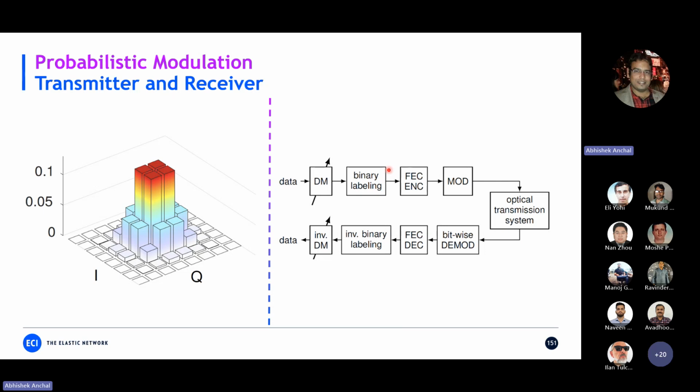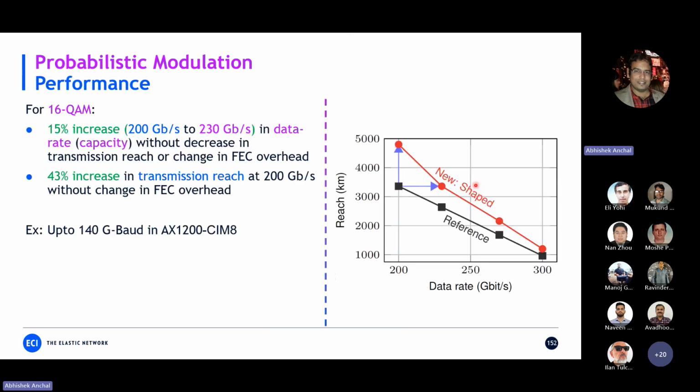what logic function they actually use. So if you see the improvement, if you have a fixed transmission distance, you can increase the data rate without even changing the FEC. You can see a 15% increase in the data rate without changing the FEC. Or if you have the same data rate, you can improve the distance by 40% without changing the FEC. That's the improvement in terms of 16QAM if you use 16QAM with probabilistic shaping.